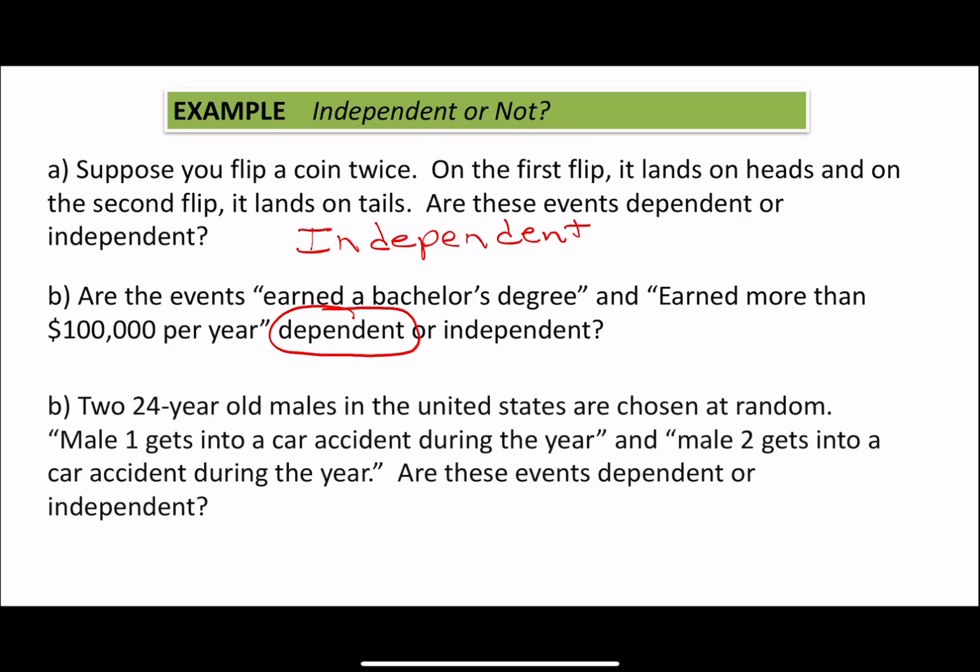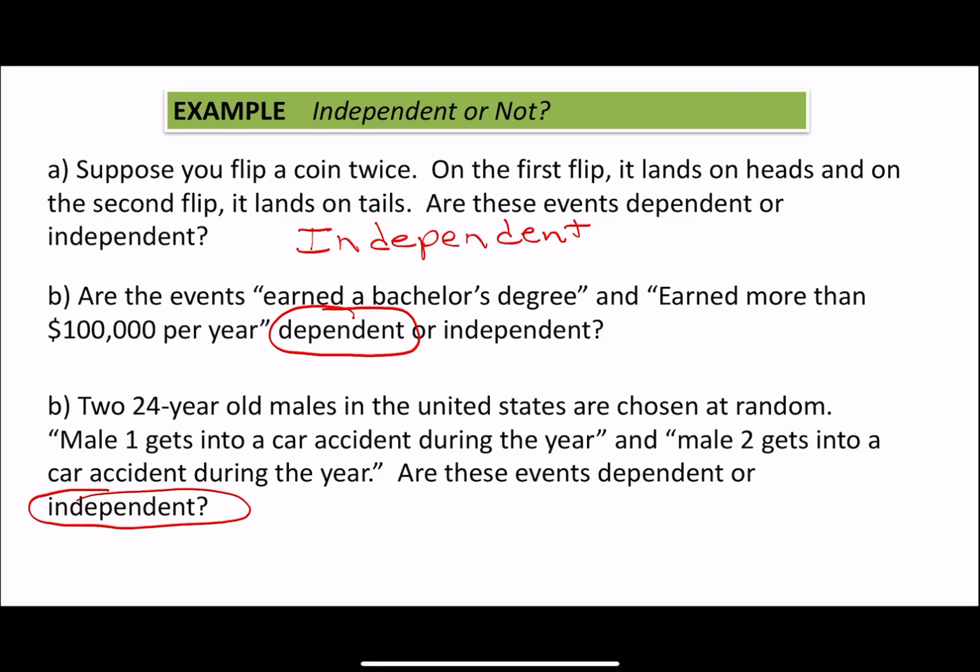Next. Two 24-year-old males in the United States are chosen at random. Male 1 gets into a car accident during the year. Male 2 gets into a car accident during the year. Are these events dependent or independent? These are independent. They are randomly chosen 24-year-old males. You think about all of the 24-year-old males in the United States. They randomly chose 2 of them. So they are independent. They're not likely to be 2 people living in the same household or the same apartment complex, probably not even in the same town. So these are independent events. So it is really important to think, do they have an effect on each other?